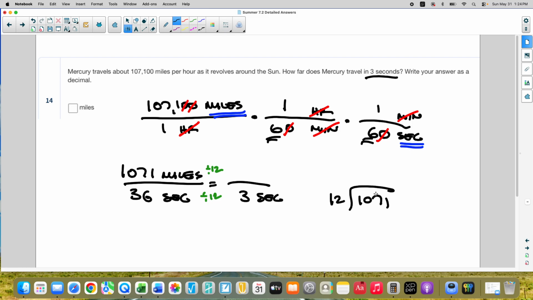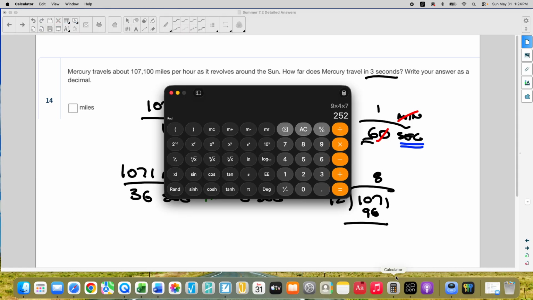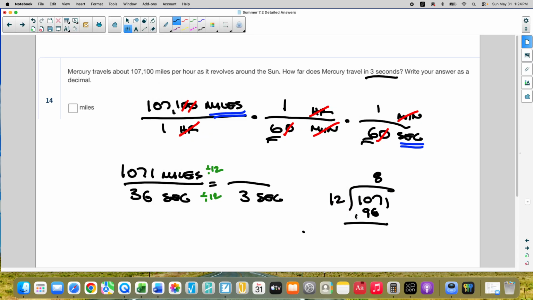There's my 12 times tables that I need to know. 12 times 9 is 108. So it's going to be 8, which is 96. Right? 12 times 8 is 96. That's correct. Subtract those. That's 1. Bring down the 1. So 12 goes into 111. Well, that goes in 9 times. 12 times 9 is 108. That gives me 3 left over.